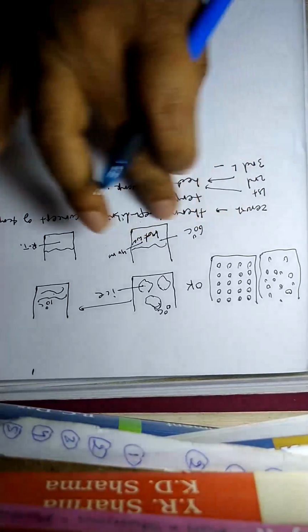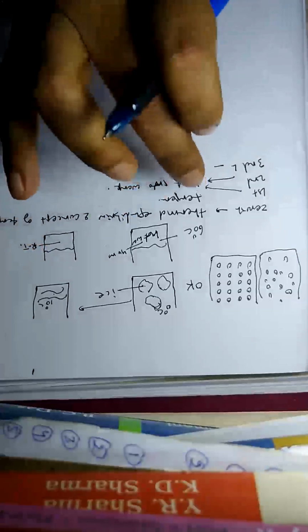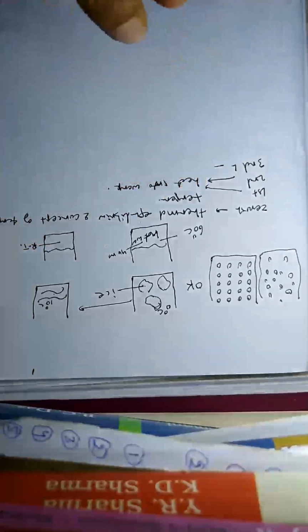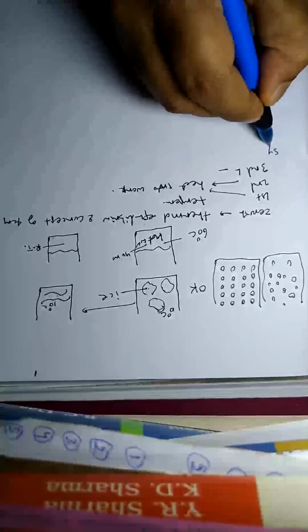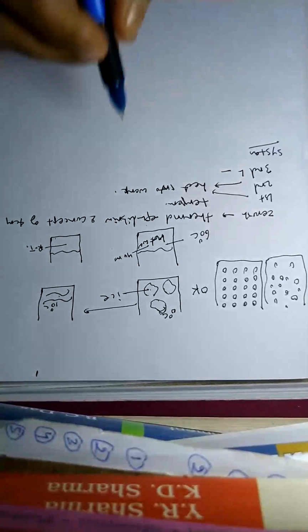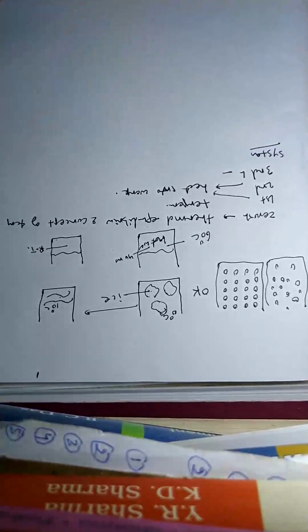That is called the entire classical thermodynamics deals with these four laws. Then we have to know certain thermodynamic concepts, like system. System means the specified part of the universe which is under experimental investigation.